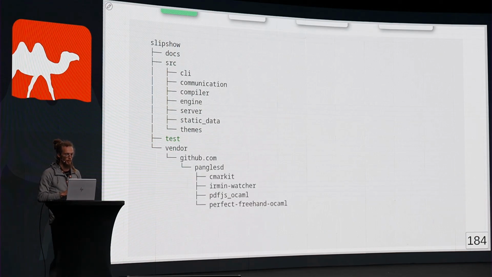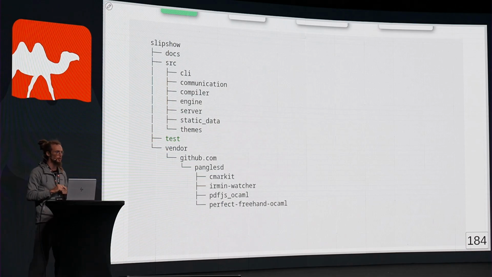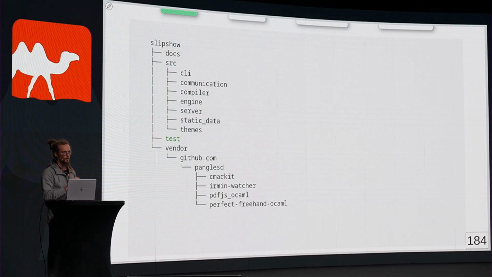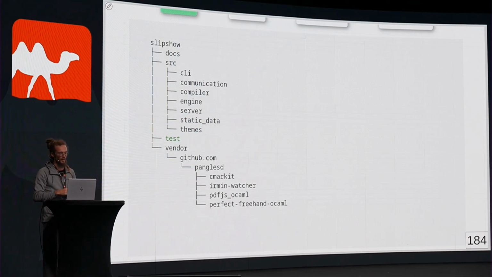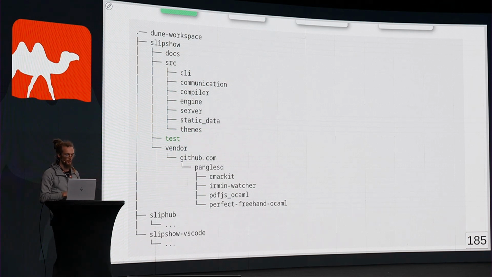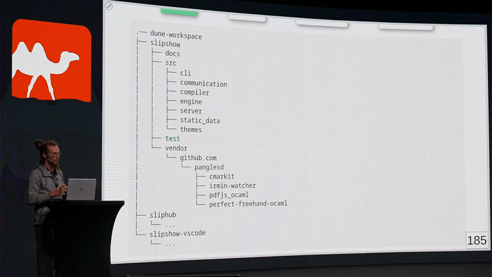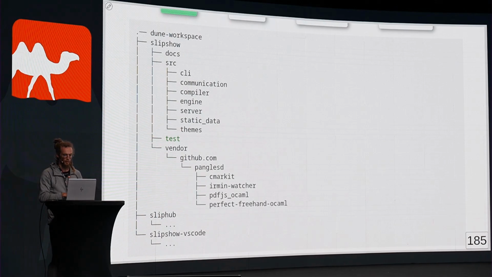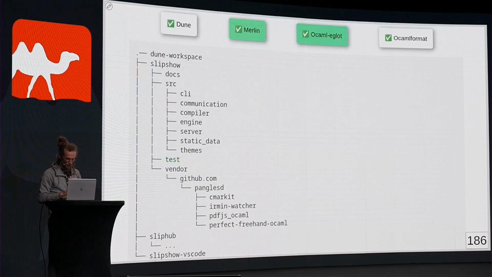I also had no problem vendoring things because, for instance, I'm modifying the CMarkit library to handle the annotations, the actions, and you just have to git clone at the right place and it will pick up easily. And also, I have all those other projects like SlipHub or the VS Code extension and all that. And I can just put them in the parent folder and add a Dune workspace file. And then when I want to test if my changes in Slipshow have had impact on the other things, I can just run dune build from there, and I will have everything told to me.